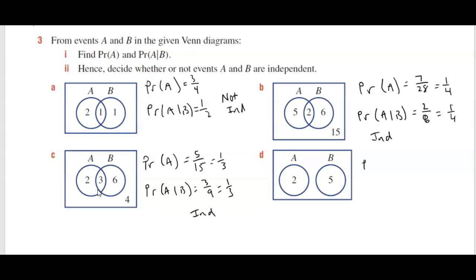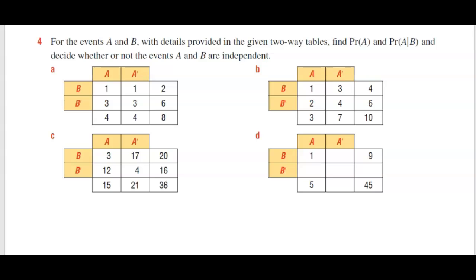And here we've got the probability of A, which is 2 over 7. The probability of A given B is 0, because there's no intersection, so that's not independent. All right, for question 4, sorry, I paused and then I did some scrolling, so I probably jumped straight to this. For the events A and B with details provided in the two-way tables, find the probability of A and the probability of A given B and decide whether or not they're independent.